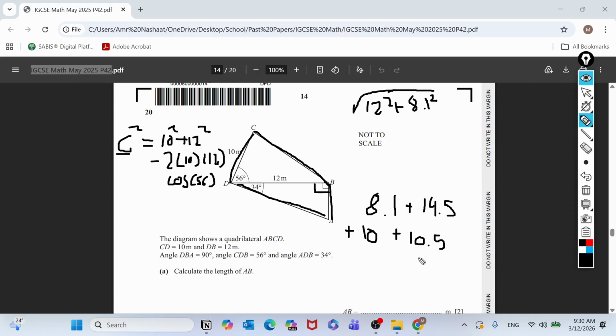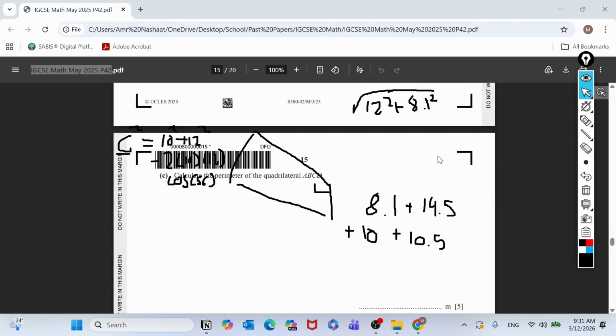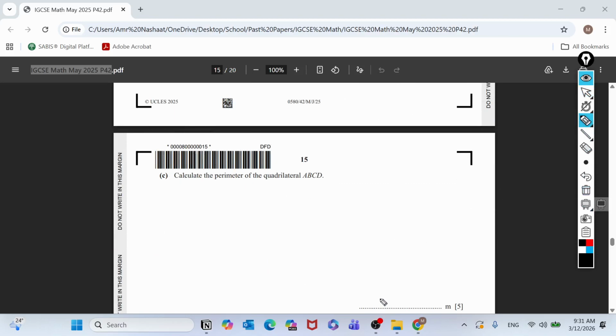Let me just do it on my calculator. 8.1 plus 14.5 plus 10 plus 10.5. You get 43.1. So the perimeter is equal to 43.1.